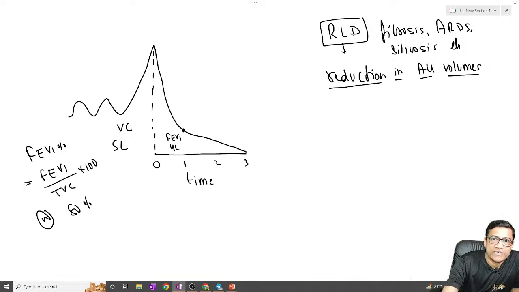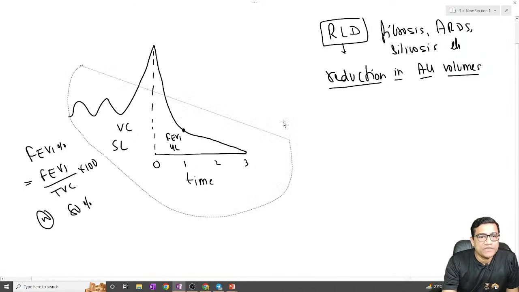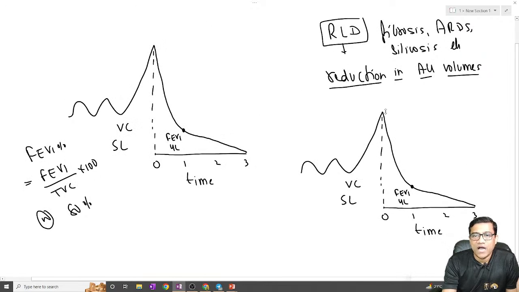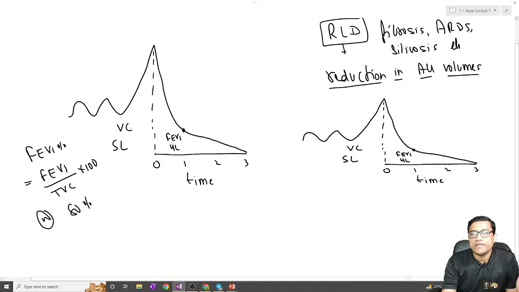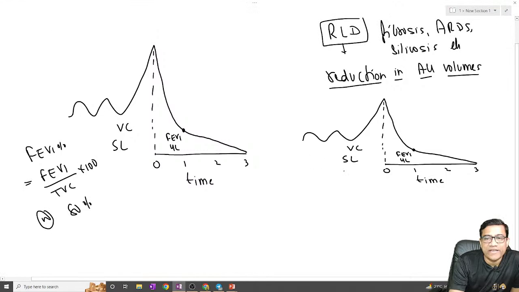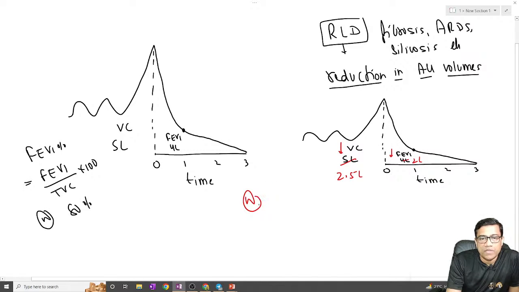Okay, so let's see the graph. The same graph will be there, but the height will be reduced. So there will be decreased height and the volume will be much lower. Time will remain the same. So the values will change: let's say VC will decrease to 2.5 liter and FEV1 decreases to, let's say, 2 liter. So the percentage will remain unchanged. That will be normal. FEV1 percentage, that is 2 by 2.5, because both are decreased now, is 80%.